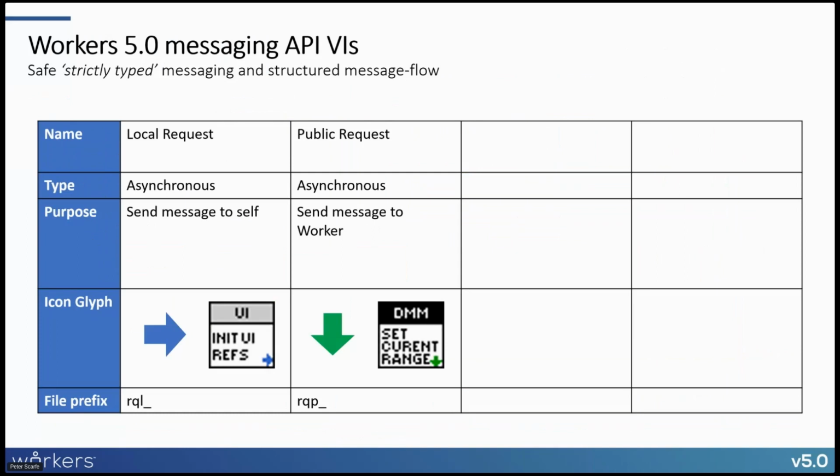Next, we have public API requests. These are asynchronous messages that can be sent to a worker from an external source, such as from a worker's caller, or from LabVIEW code in another framework, or from an application that can call LabVIEW VIs such as TestStand. Public request VIs and type defs use this green downwards facing arrow glyph on their icons, as shown here, and take the file name prefix RQP_ to again help you identify the purpose of the VI.